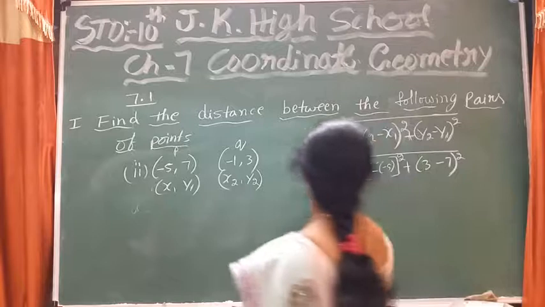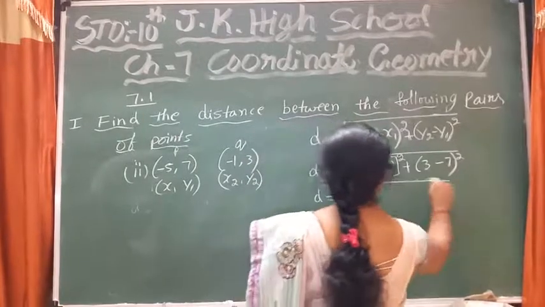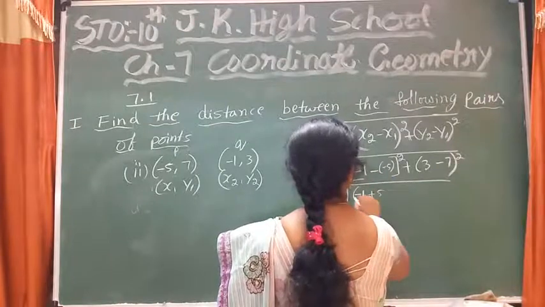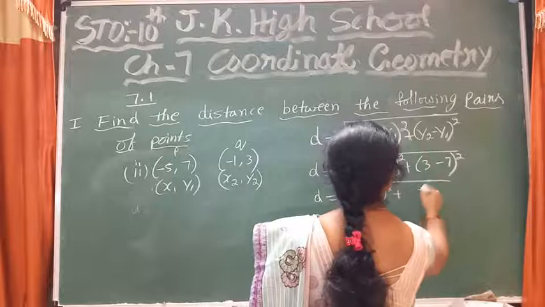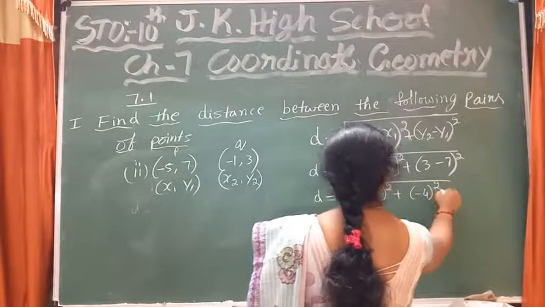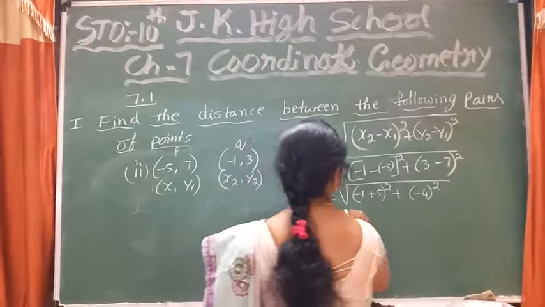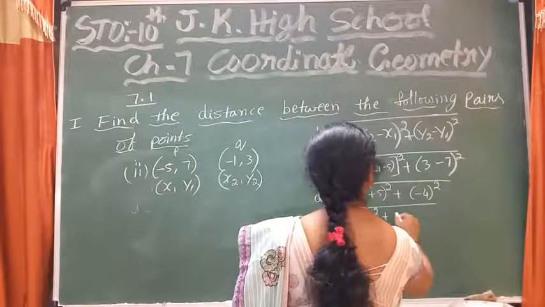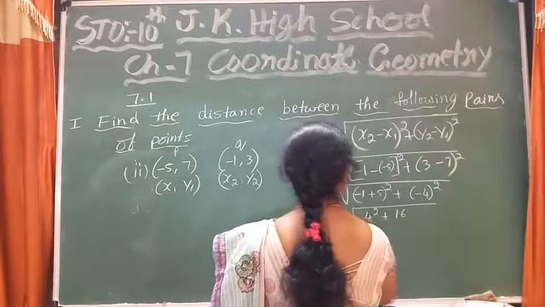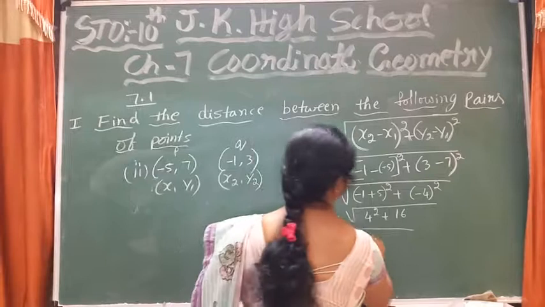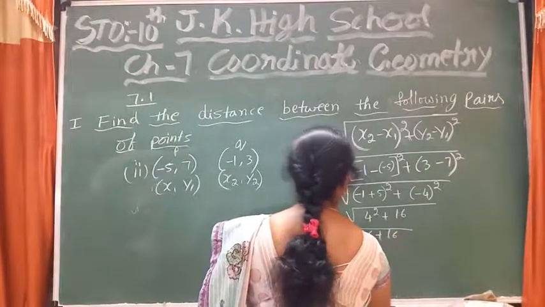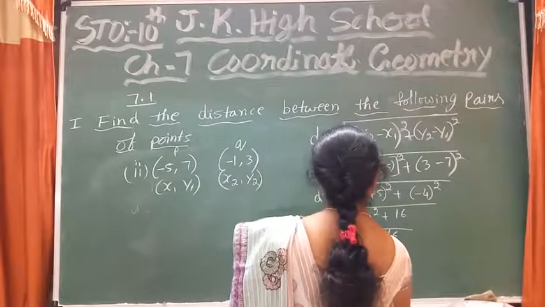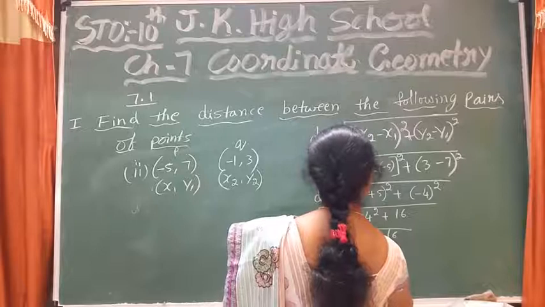Then you simplify. D is equal to square root of (minus 1 minus into minus, plus 5) whole square plus (3 minus 7, which is minus 4) whole square. If you simplify this, it becomes 5 minus 1 is 4 square plus minus 4 square is 16. The value of D then becomes, 4 square is 16, and plus 16. 16 plus 16 is how much? Square root of 32. So you can write it as 2 into 16 also.